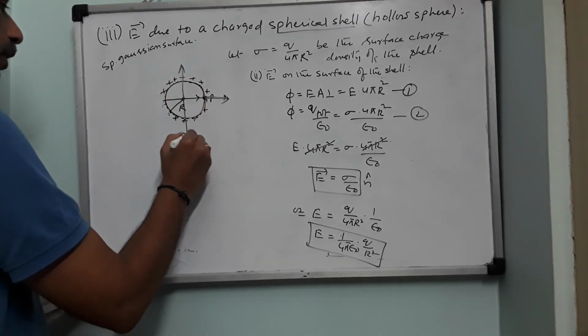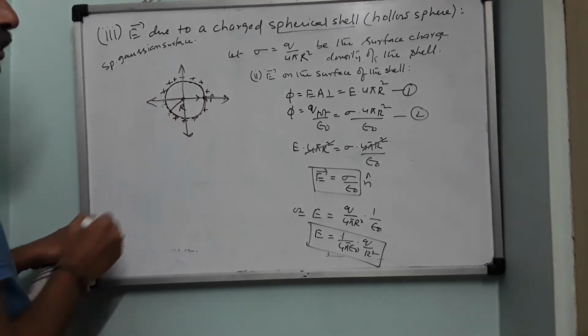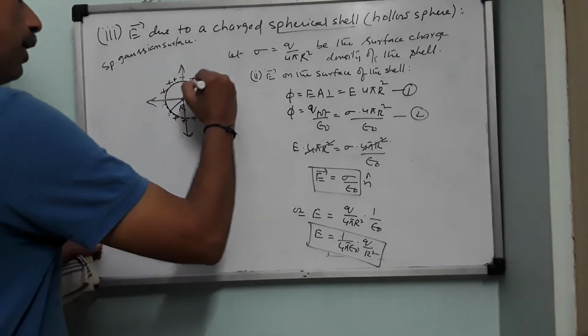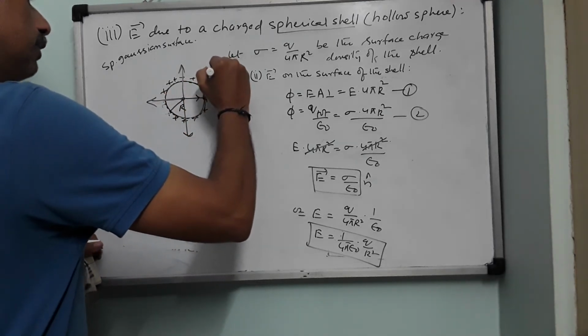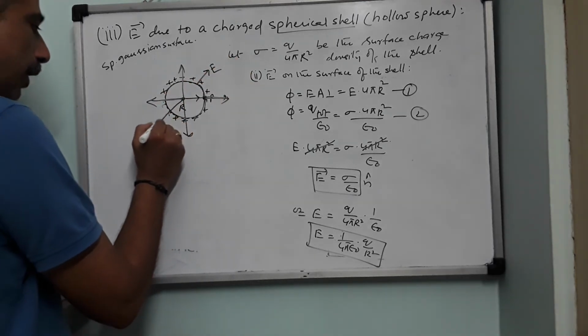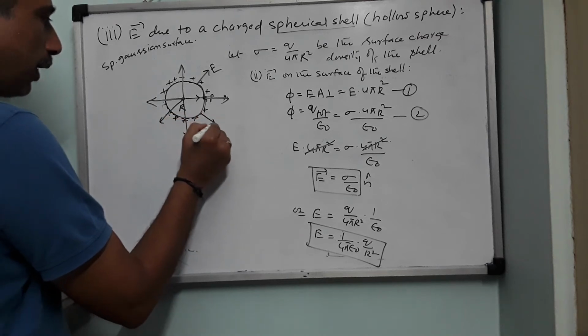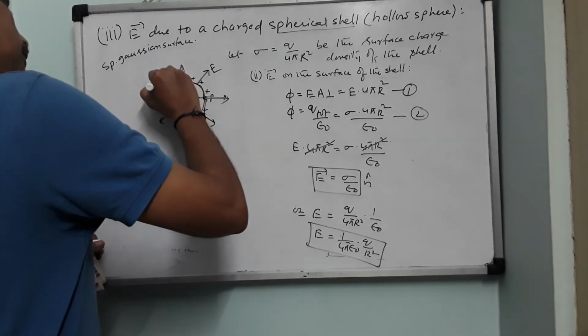What is the direction of electric field on the surface? It means it is normal. At this point, it will be pointing like this. This is the direction of E. At this point, it will be like this. At this point, it will be like this.